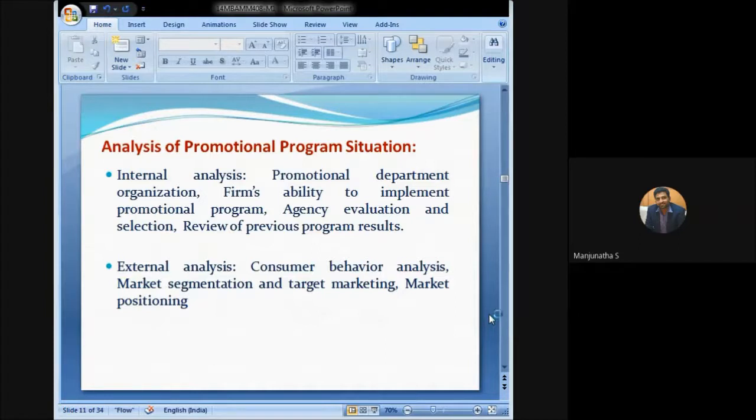Then external analysis is consumer behavior analysis, market segmentation, target marketing, and market positioning. So they need to build that STP model, that is segmentation, targeting, and positioning, and they have to conduct research on that. And also the consumer or customer behavior analysis, because customers may have a lot of options or substitutes for their purchasing. So we need to analyze customer expectations, customer analysis, customer profile, gaining the data. All this needs to happen in the analysis of promotional program situation.